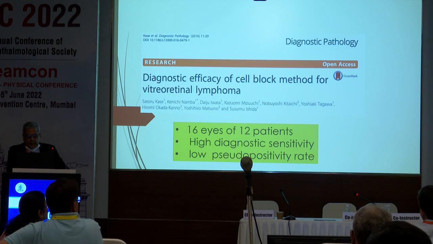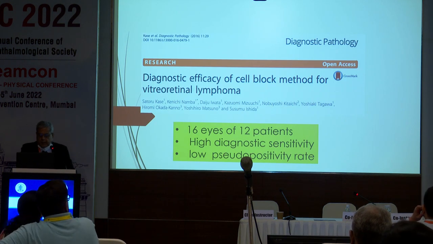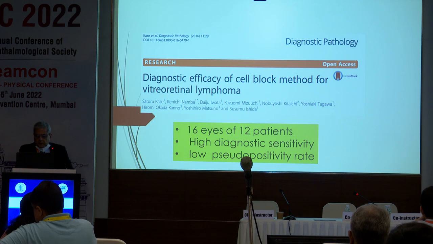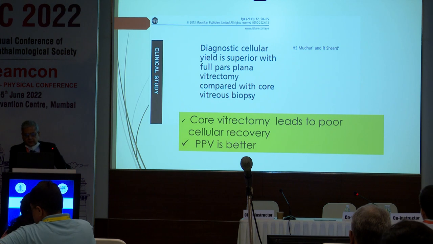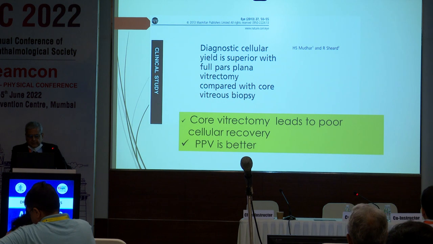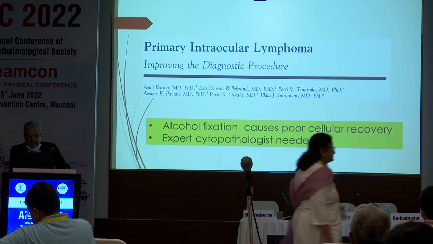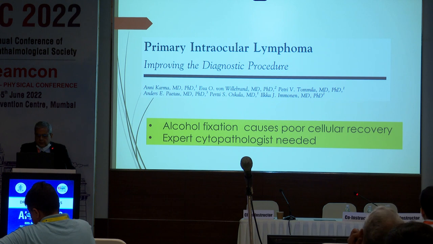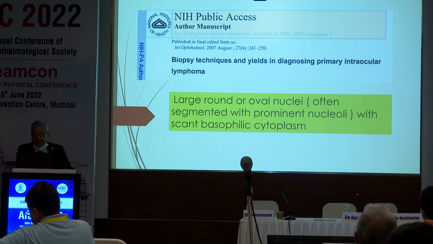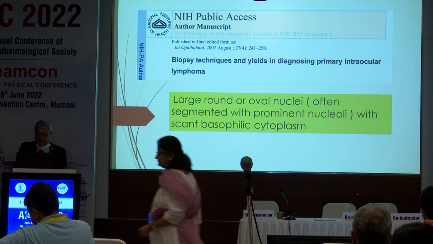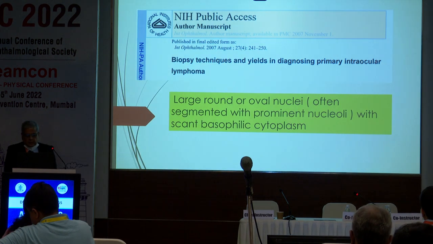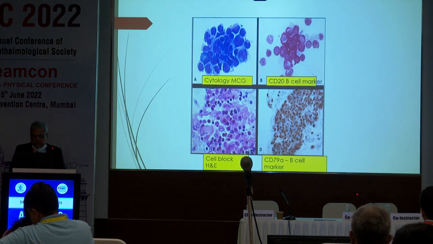What is the advantage of this one? We have found that the cell block method has a high diagnostic sensitivity and low pseudopositivity rate. And core vitrectomy leads to poor cell recovery. Partial vitrectomy is better, as mentioned over there. In primary intraocular lymphoma, alcohol fixation causes poor cell recovery. An expert cytopathologist is needed. The biopsy technique and yield show large round or oval nuclei, segmented, with prominent nucleoli and scanty basophilic cytoplasm, as we see over here.